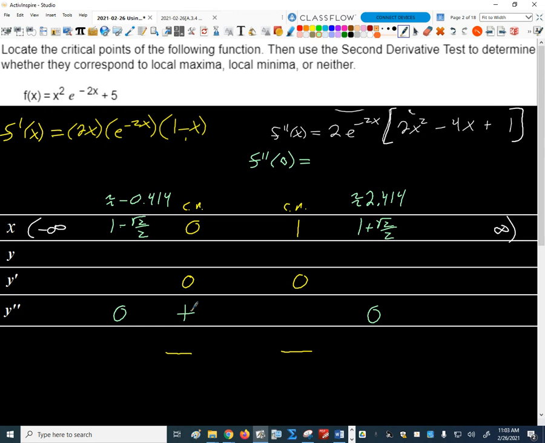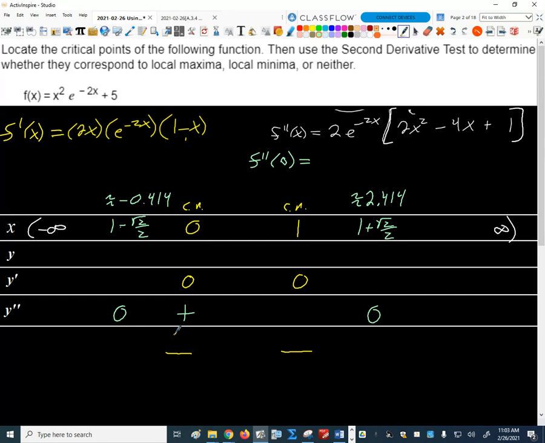What's happening at 0 if it's a 0 of the first derivative and has a positive value of the second derivative? Is it like what the graph looks like? Exactly. What's going on there? What's the graph doing there? Is it concave up? Right.